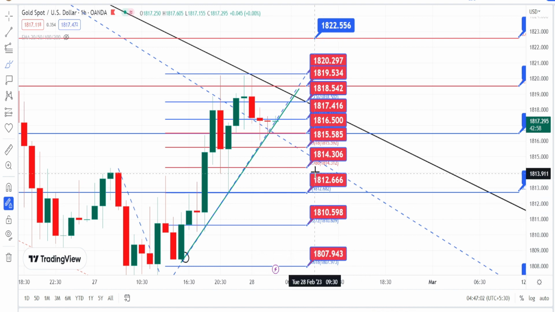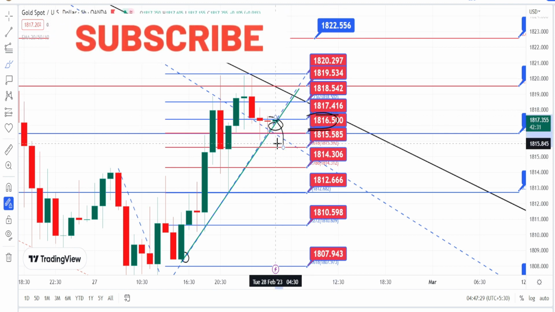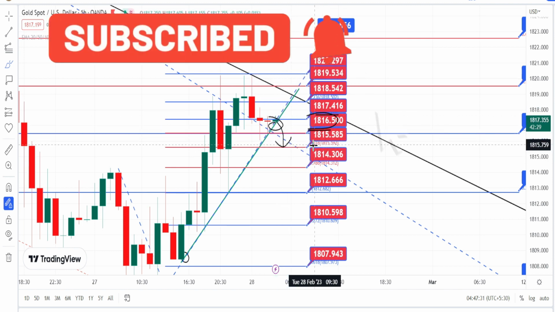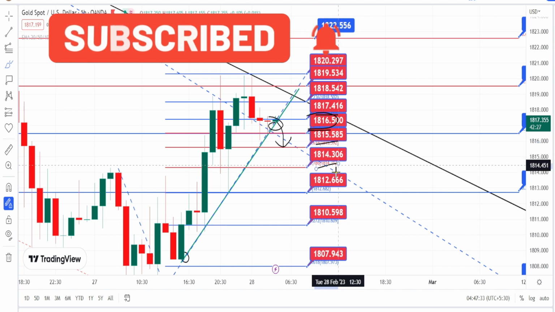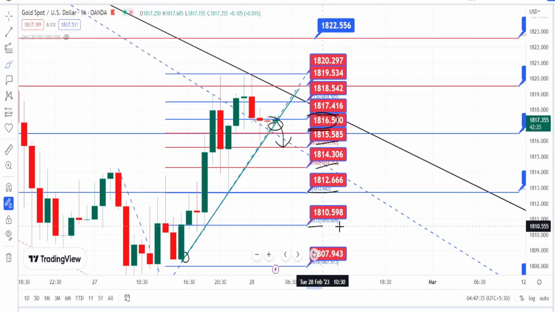In the hourly time frame, currently the price action is trading between the resistance level of 1817 and the support level of 1816. Once the price action breaks the support level of 1816, the next levels of support on the bearish side are going to be around 1815, 1814, 1812, 1810 and 1807.